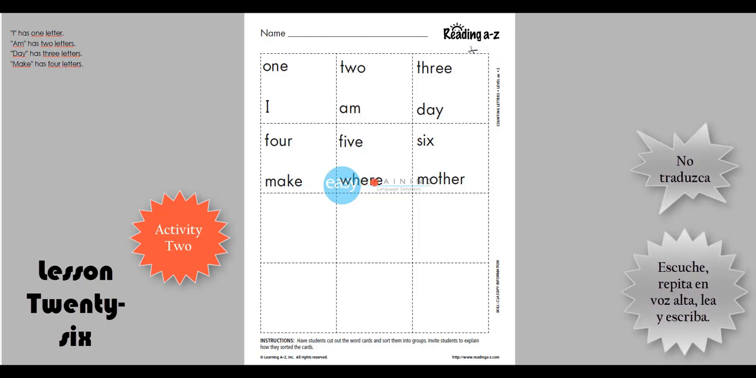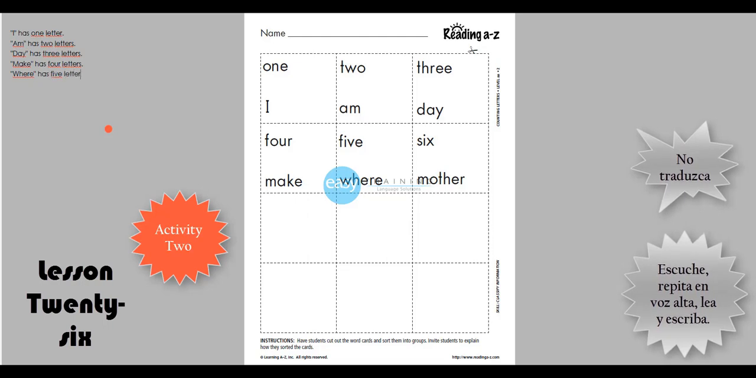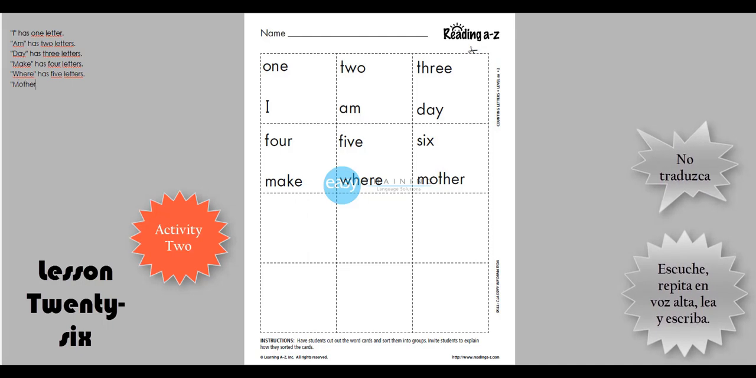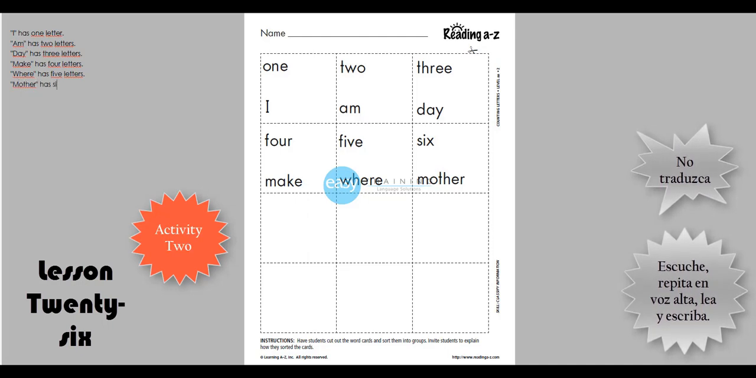Where, 1, 2, 3, 4, 5. Where has 5 letters. Mother, 1, 2, 3, 4, 5, 6. Mother has 6 letters.